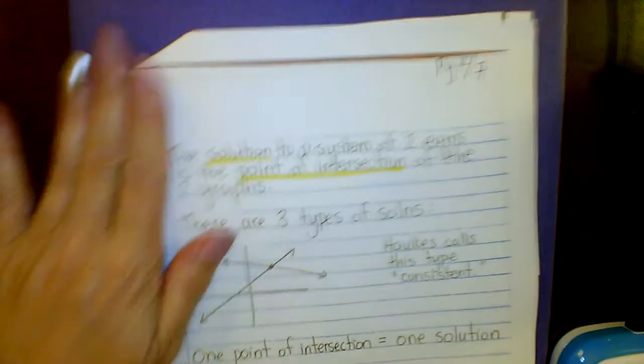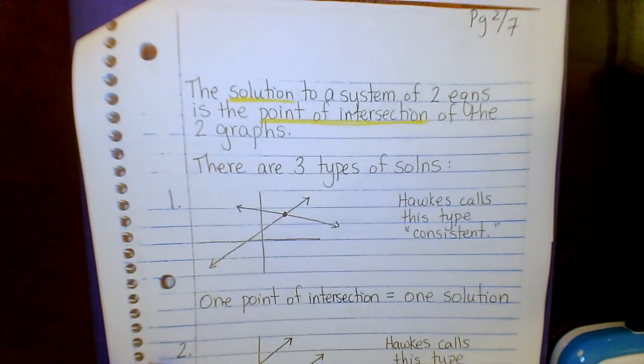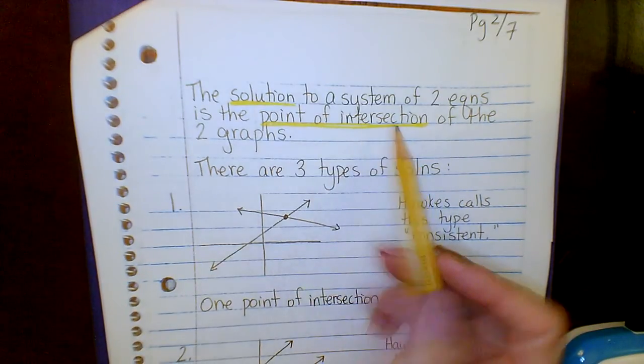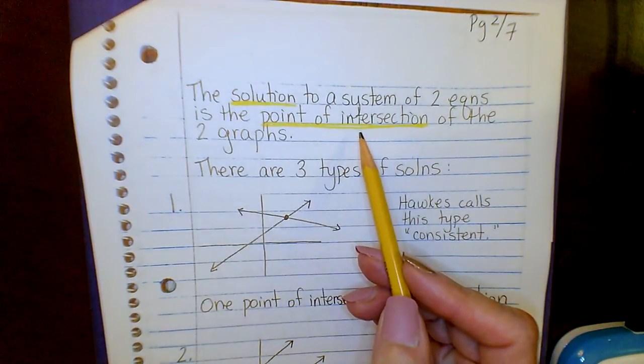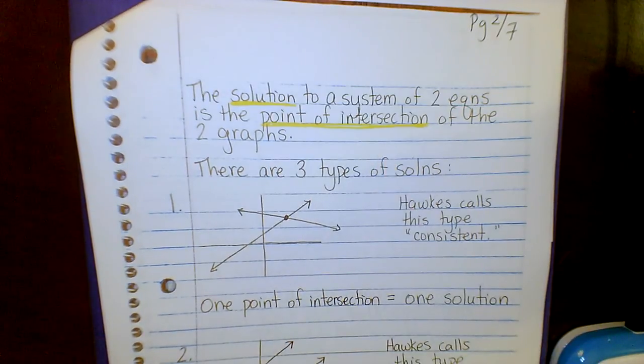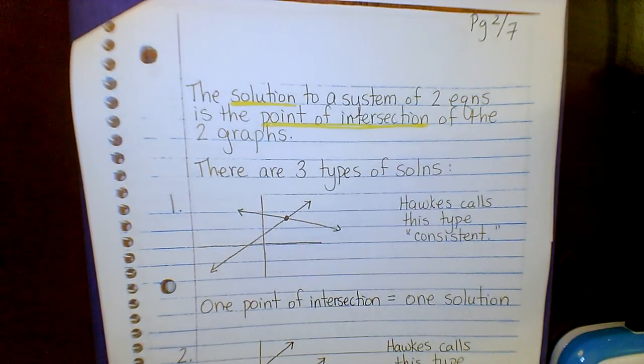Now, what do I mean by the solution to a system? Well, the solution to a system of two equations is the point of intersection. So when I say solution, I mean the point of intersection of two lines. Okay? Now, there's three types of solutions.